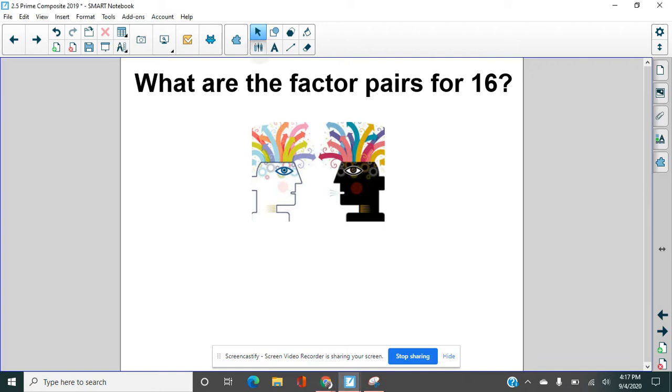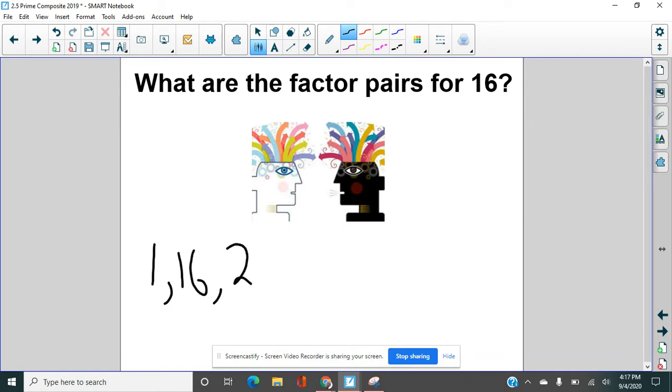Okay, let's see. What should you have said? Well, everybody starts with 1. 1 and 16, or 1 times 16. Then what about 2? Does 2 work? Yes. You should have had 2 on your list. 2 times 8. Can I multiply 3 times anything to make 16? Nope. 16 is not a multiple of 3. What about 4? Sure, 4 times 4 is 16, but I only have to write it once in my list.